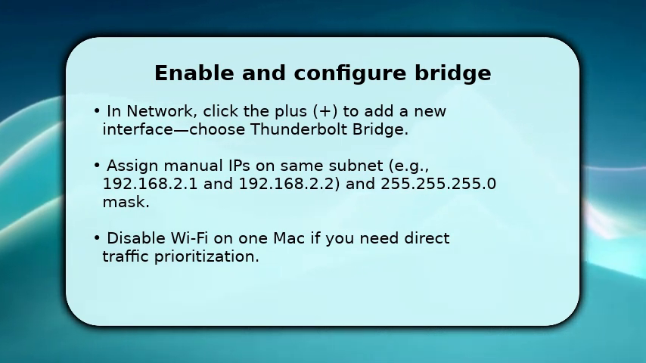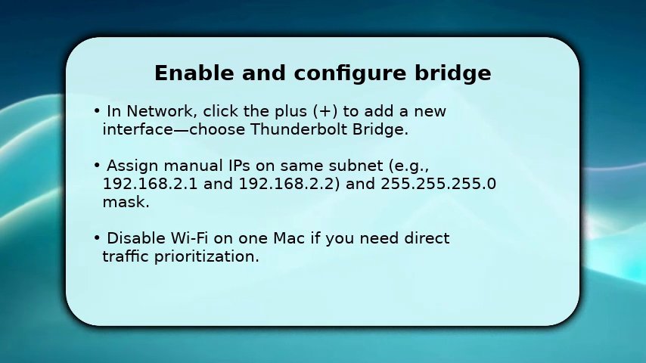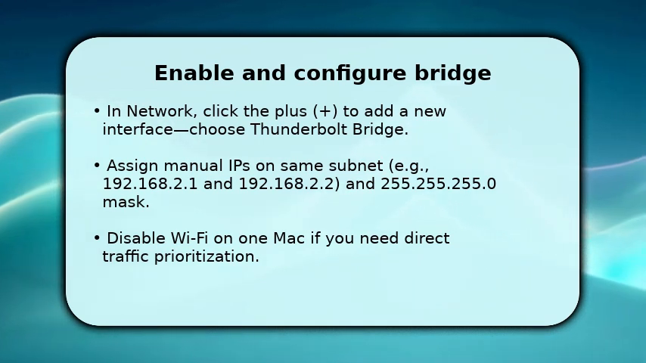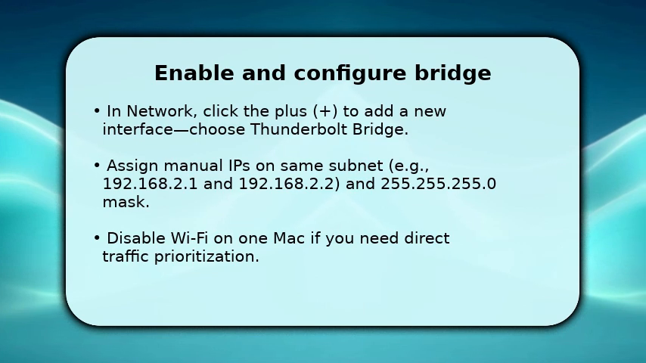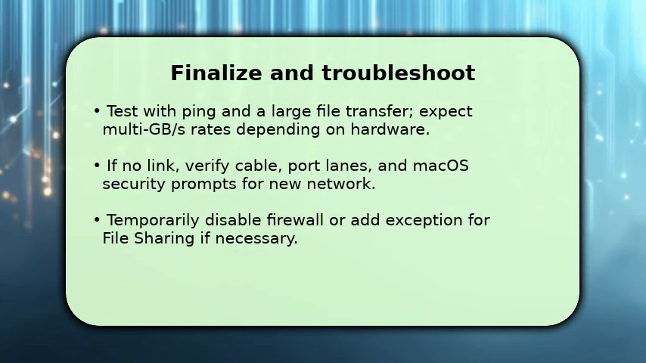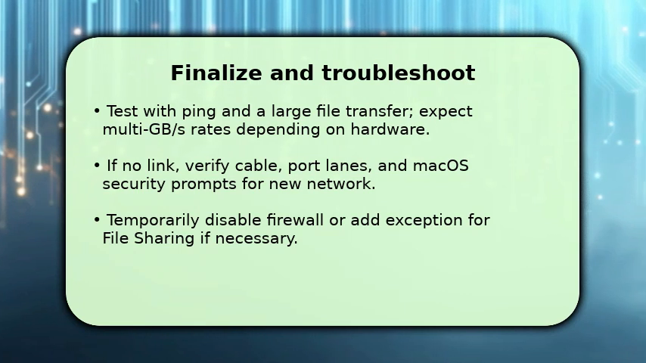Once configured, make sure file sharing or target services are enabled in sharing preferences. This lets you move files or use screen sharing. Then test connectivity with ping to confirm packets pass between the machines. Finish by verifying the bridge with ping and a file copy.